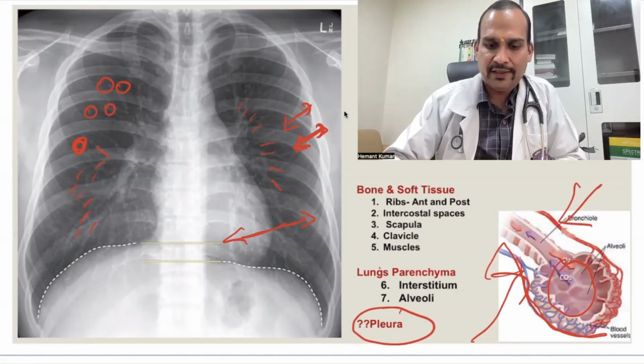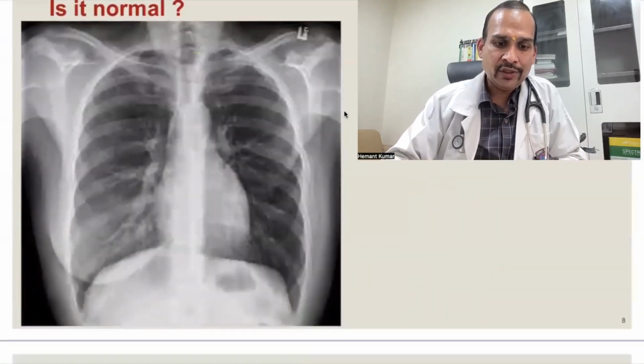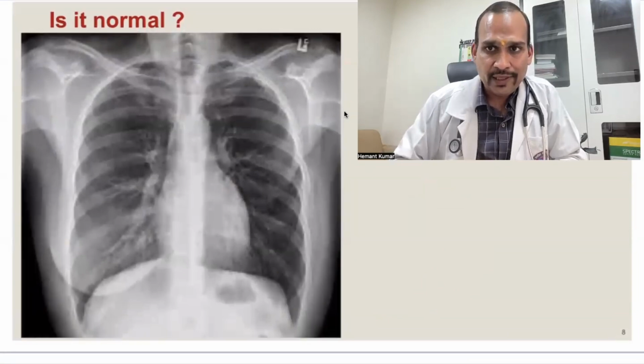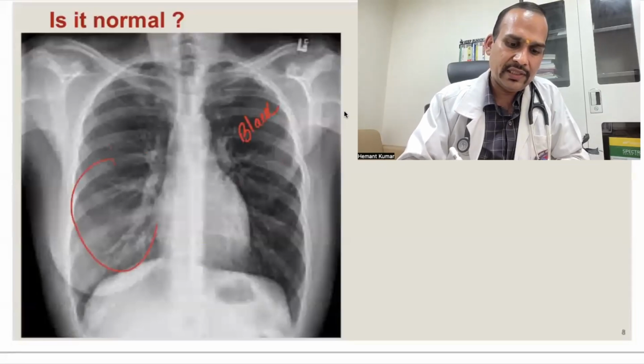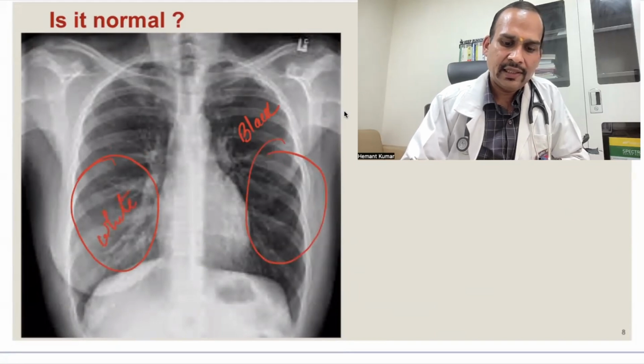Okay, I think that is clear. Now, question for you: is it a normal X-ray? You will say no. Why? Because you can see here more black as compared to this area. So the right side is more white, the left side black. So this is not normal.